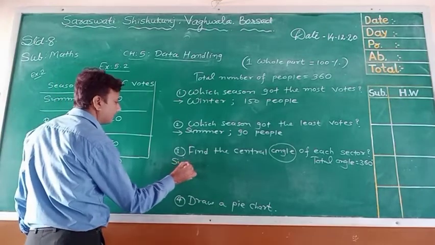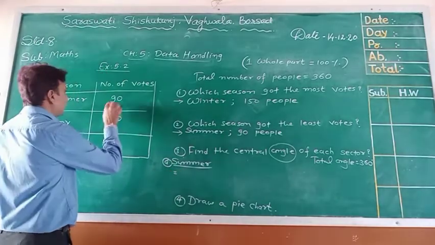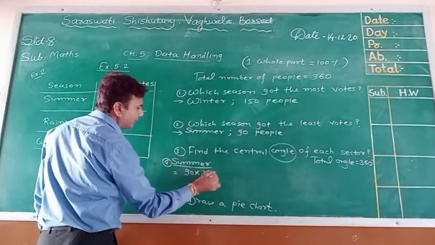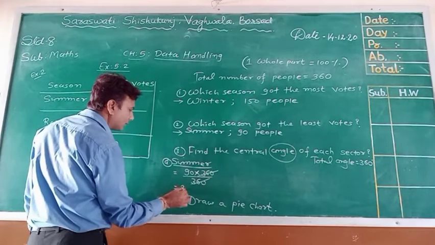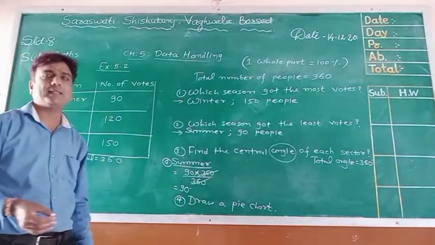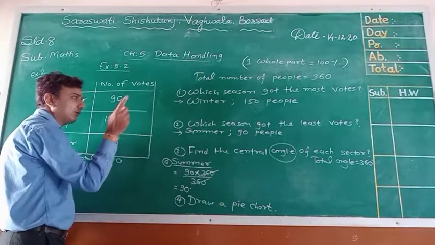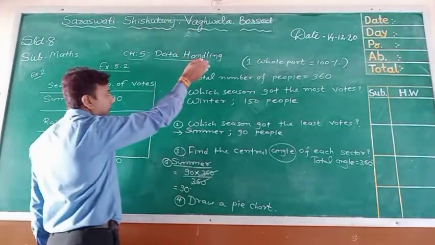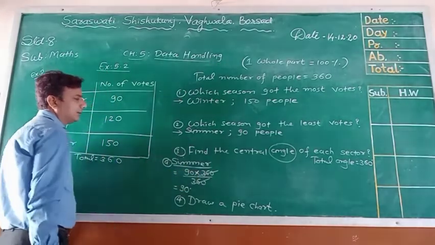Here first we want to find for summer: 90 out of 360 people, and one circle means 360 degrees. So the 360s cancel and we get 90 degrees. This way we convert the number of votes into degrees, where the whole circle means 360 degrees, and the total here is also 360 people, so 90 times 360 upon 360.